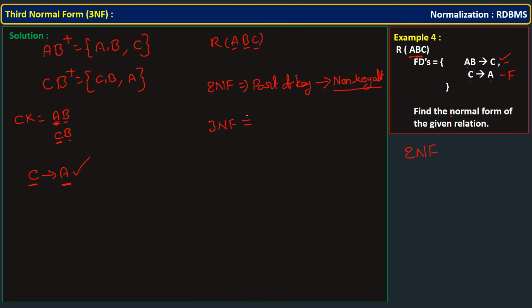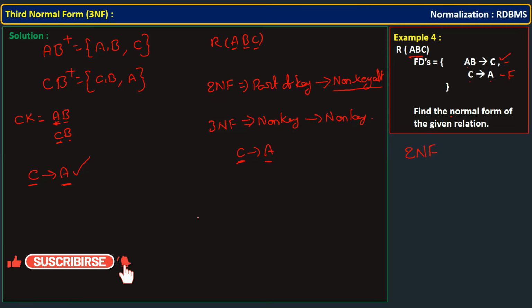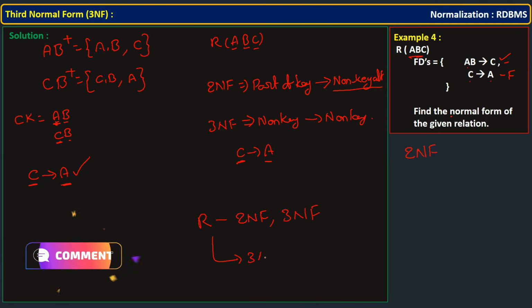Third normal form is saying what actually? Transitive dependency, a non-key attribute deriving a non-key attribute. Again, take C to A only. C is a key attribute. A is also a key attribute. So there is no concept of a non-key attribute deriving another non-key attribute. Because all of them are prime attributes, the relation R is in second normal form and third normal form. So simply we are going to say it is already in the third normal form.